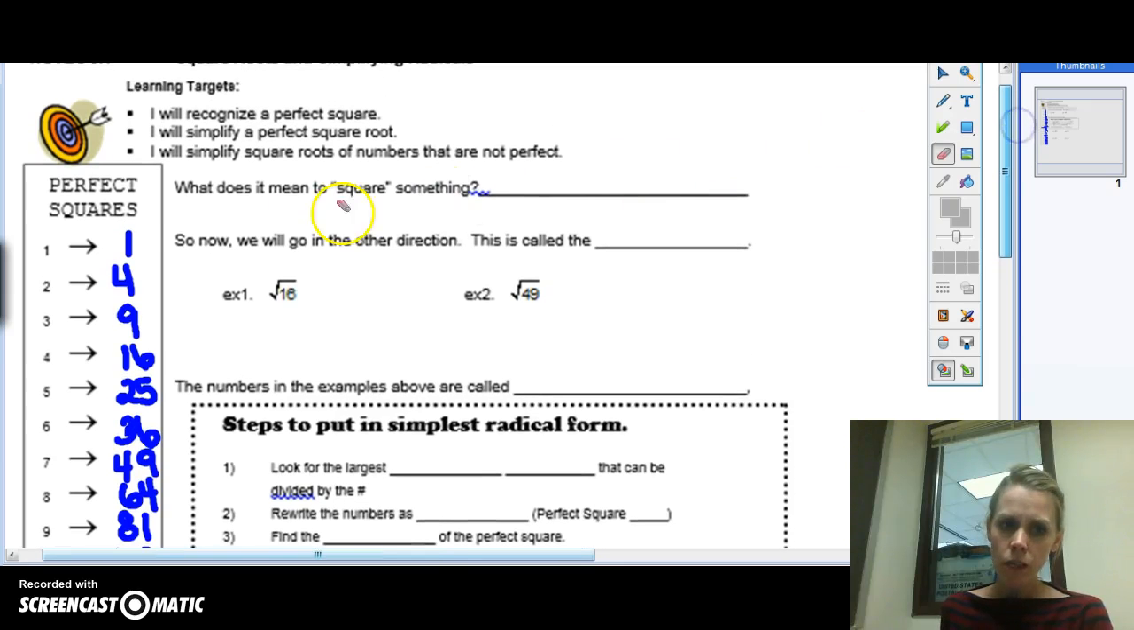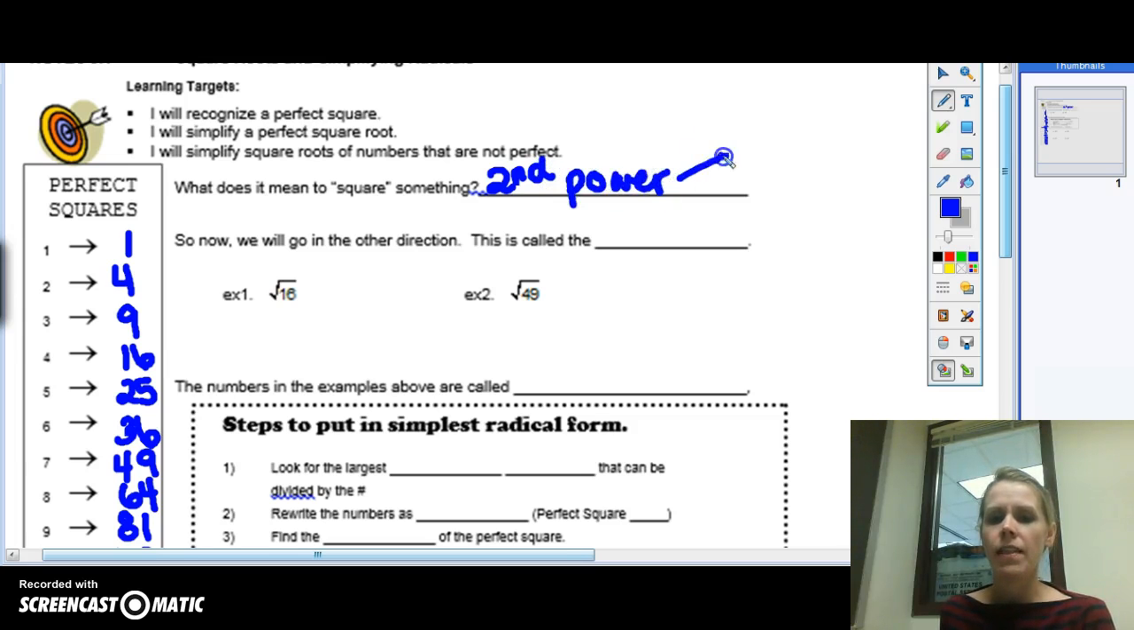But what does it mean to square something? Well, that's what we just did. When you square 1, that means you raise it to the second power, right? So let's write second power. That's what squaring something means. And that means just multiply by itself, right? 1 times 1, 2 times 2, 3 times 3, so on and so on. Okay, so that's what that means.